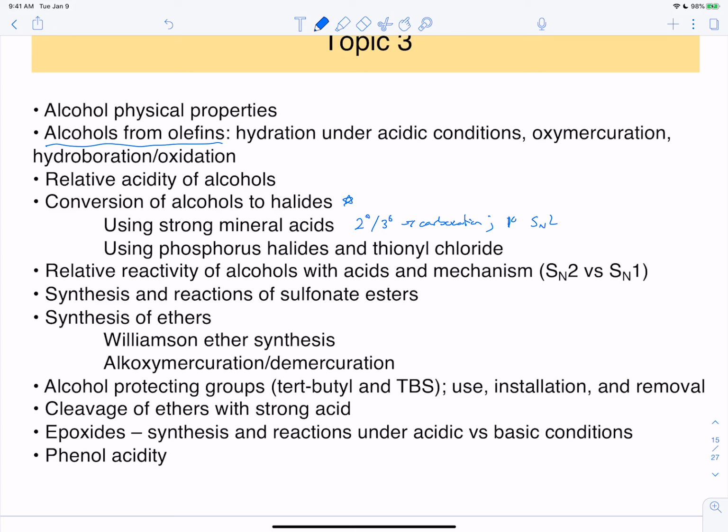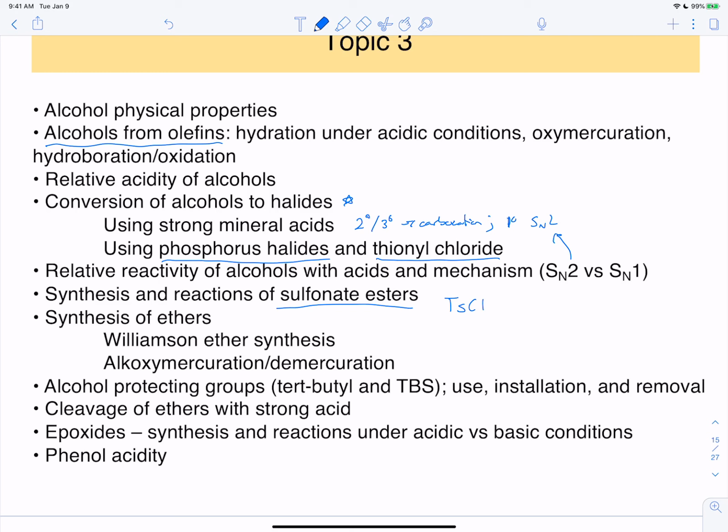Some of the more useful reactions that we ended up using and learning about were things like the phosphorus halides that'll turn an alcohol into, say, a bromide with PBr3, or thionyl chloride and pyridine to turn it into a chloride, and also using sulfonate esters, and our primary reagent here is tosyl chloride. This will allow you to turn an alcohol into a good leaving group without interrupting its stereochemistry.